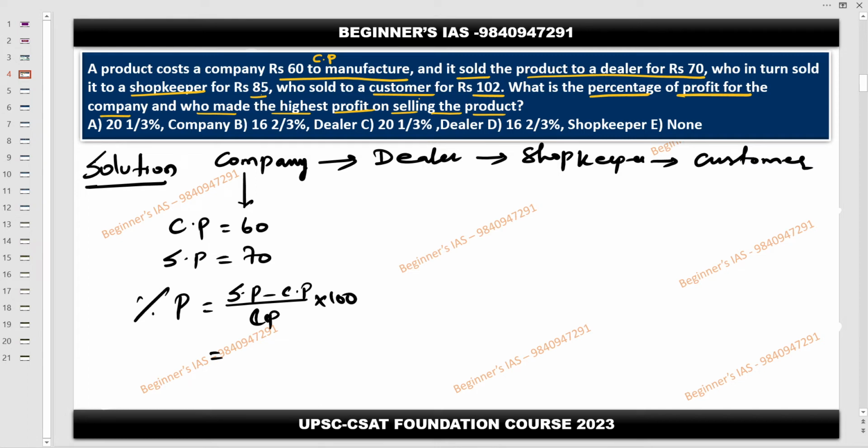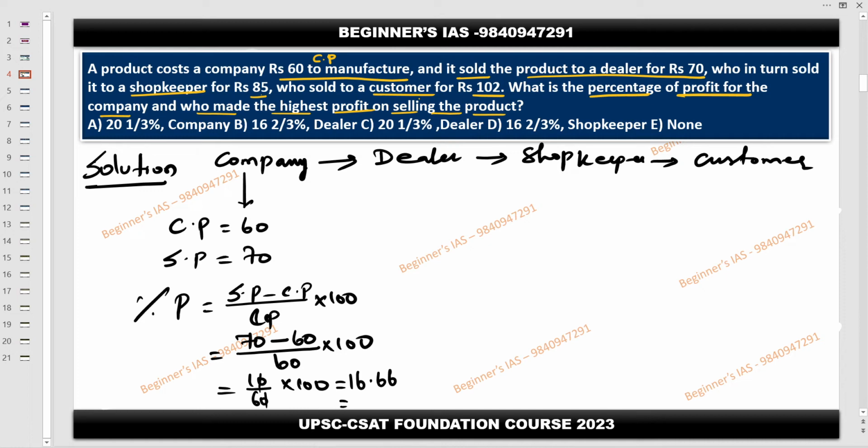So therefore SP here is nothing but 70 for that company, and CP is nothing but 60, into 100. So therefore 70 minus 60 is nothing but 10 by 60 into 100. Zeros cancel. So 1 by 6 is nothing but what? 16.66. So this is a very important conversion, and you need to be very careful.